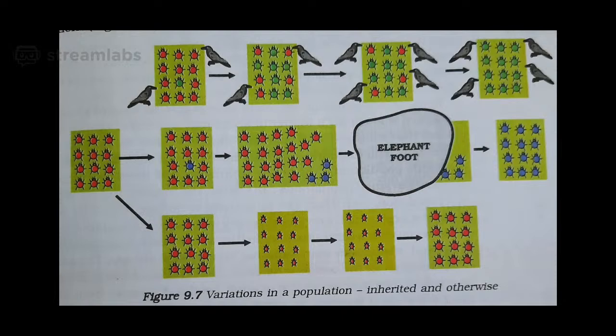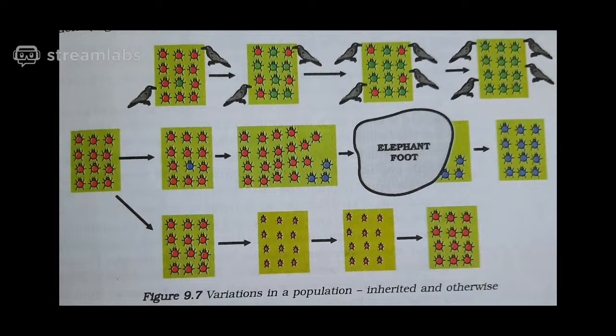See here, accidentally, the gene frequency of the blue beetles were increased, and this is known as genetic drift. Accidentally, that variation may increase the gene frequency, and that concept is called genetic drift.